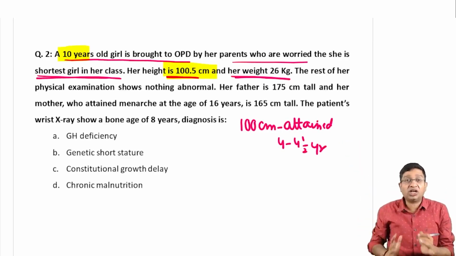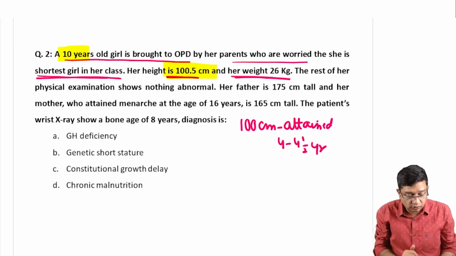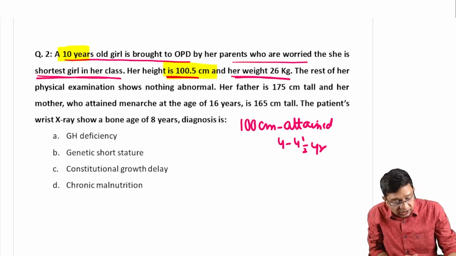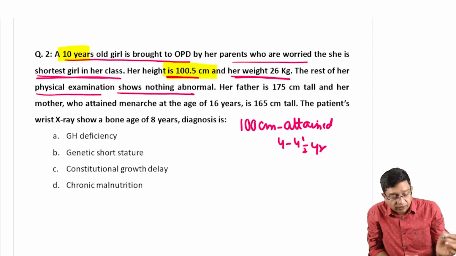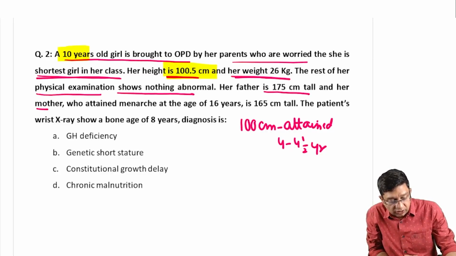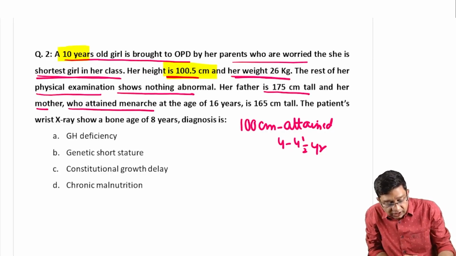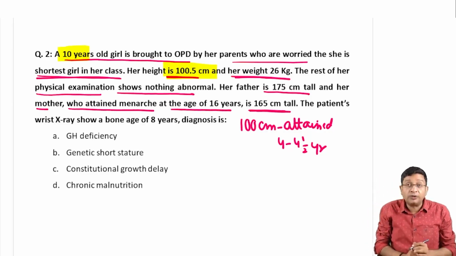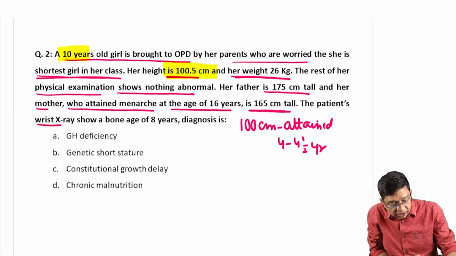So now in this child, the child is 10 years old and she is short. The rest of her physical examination shows nothing abnormal. Father is 175 centimeters tall and mother, who attained menarche at the age of 16 years, is 165 centimeters tall. The patient's wrist X-ray shows a bone age of 8 years.